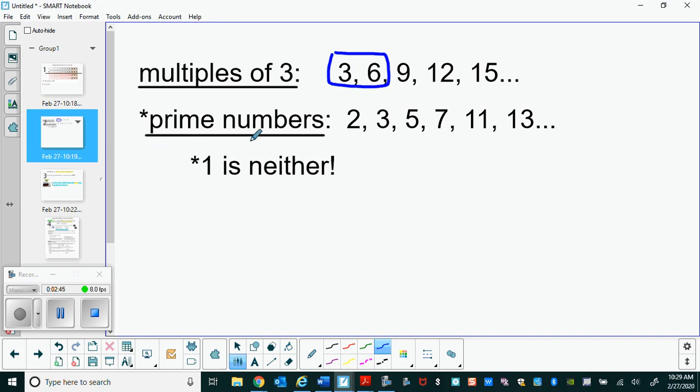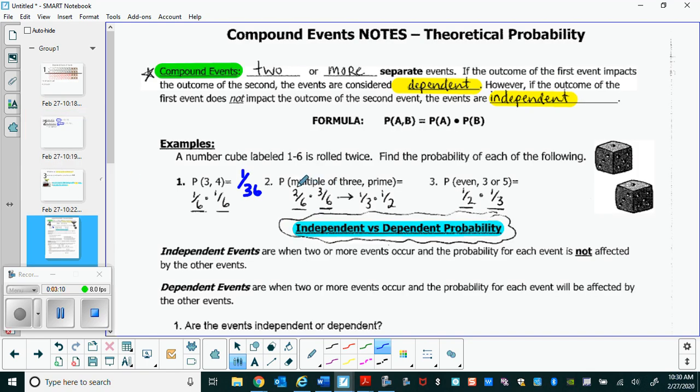Now the prime numbers, I wanted to remind you guys that 1 is neither prime nor composite, because to be a prime number, you have to have two factors: 1 and then the number itself. So the only way we can get 2 is to do 1 times 2. So 2, 3, 5, 7, 11, 13, these are prime numbers. Now on one of our number cubes, we have 2, 3, and 5. Okay? So that's where I'm getting the 2 out of the 6 and the 3 out of the 6 right here in my notes. We have 2 multiples of 3 out of 6, and half of them were prime.